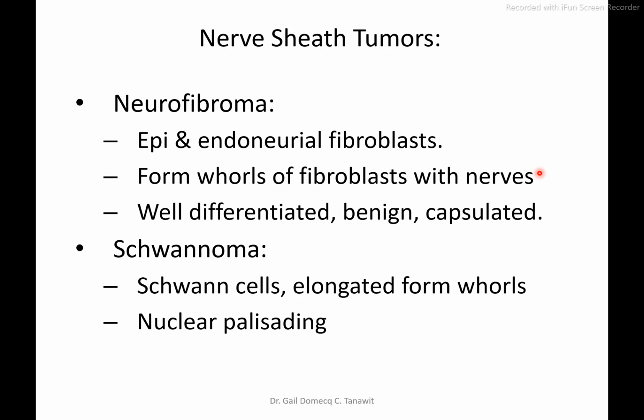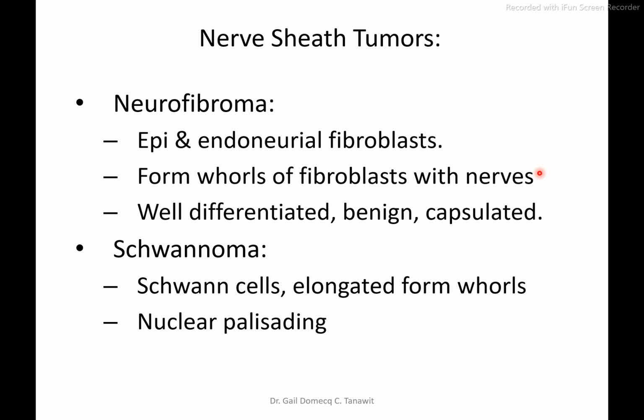Now let's go to the other CNS tumors. First in the list would be your neurofibroma. So we have an epineural and endoneural fibroblast derived tumor. It forms whorls of fibroblasts with nerves. They form well differentiated tumors. It's benign and it's usually encapsulated.